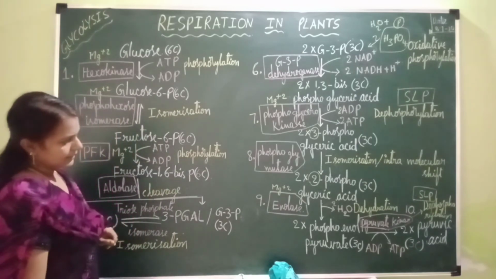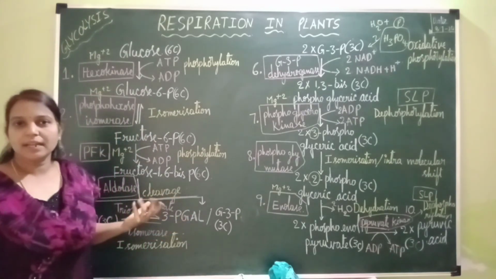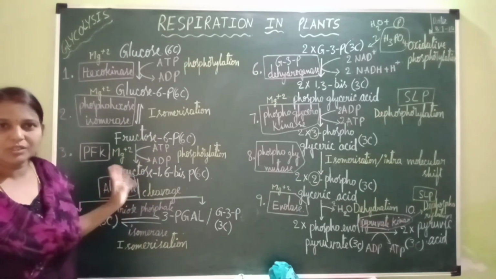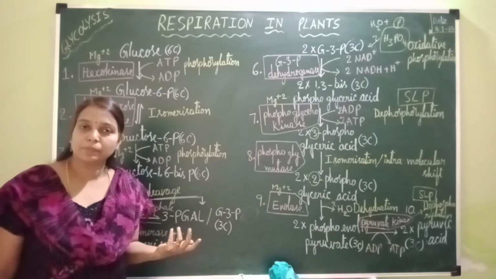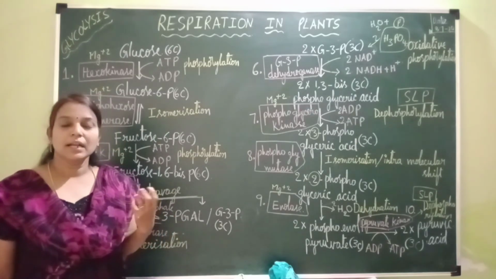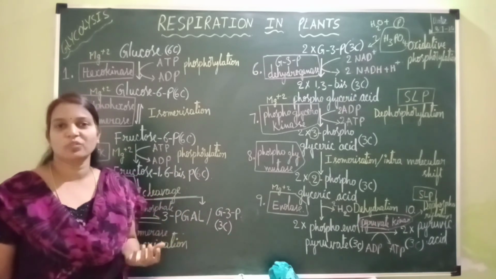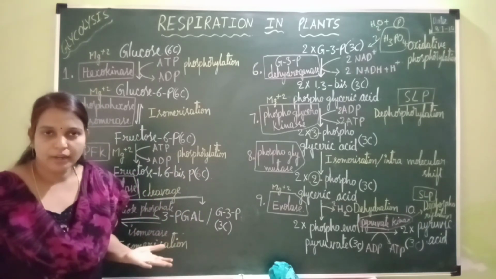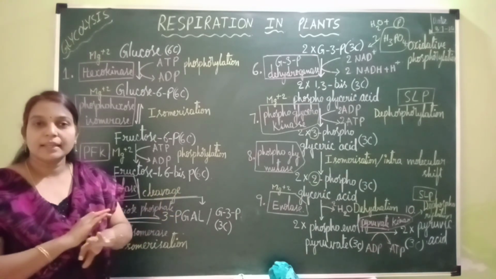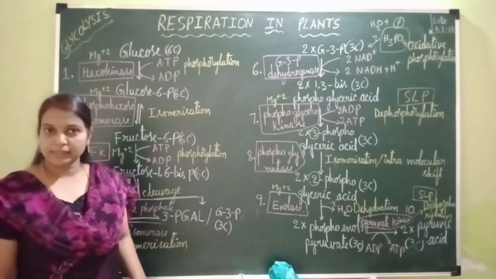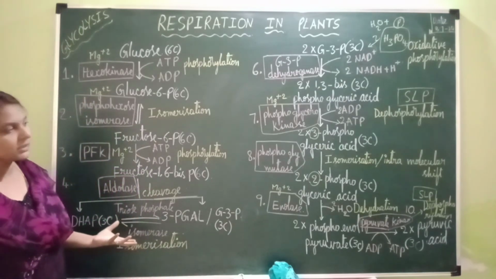Next, at how many steps does decarboxylation occur? There is no decarboxylation, that is, there is no release of carbon dioxide during glycolysis. And at how many steps does carboxylation occur? Carboxylation is addition of carbon dioxide, decarboxylation is removal of carbon dioxide. So during glycolysis there is no carboxylation and no decarboxylation. So this is all about glycolysis.